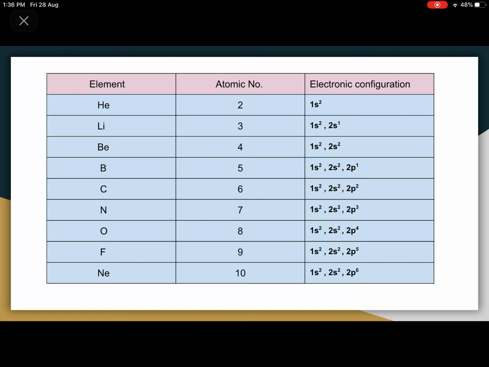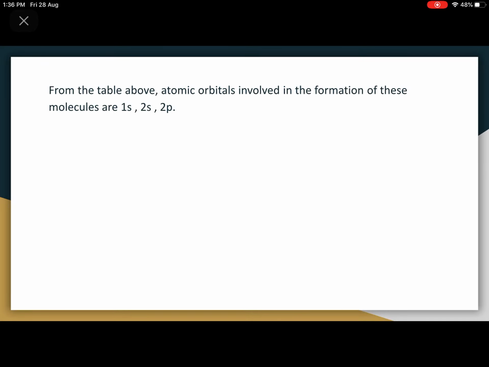So, as we can see in this table, the atomic orbitals involved to form bonds are 1s, 2s and 2p. From the table above, atomic orbitals involved in the formation of these molecules are 1s, 2s and 2p.